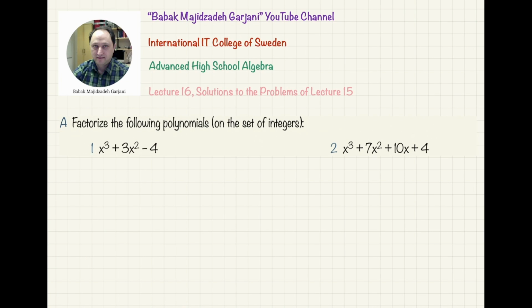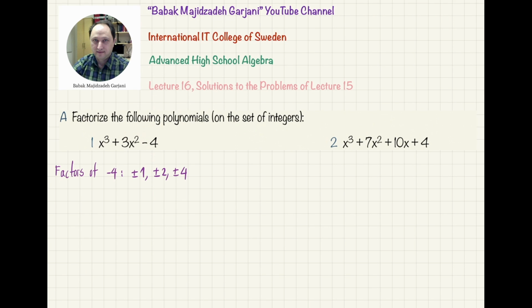Okay, so here I have a polynomial. I want to factorize it, and I want to use the long division method. So first of all, I need to list the factors of minus 4 in front of me. So I will write factors of minus 4. What are they? Plus and minus 1, plus and minus 2, and finally plus and minus 4. Then I will start checking them one by one.